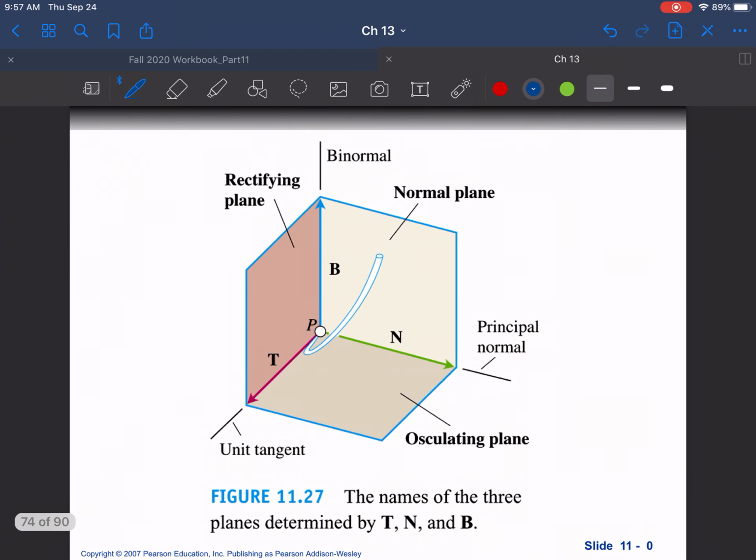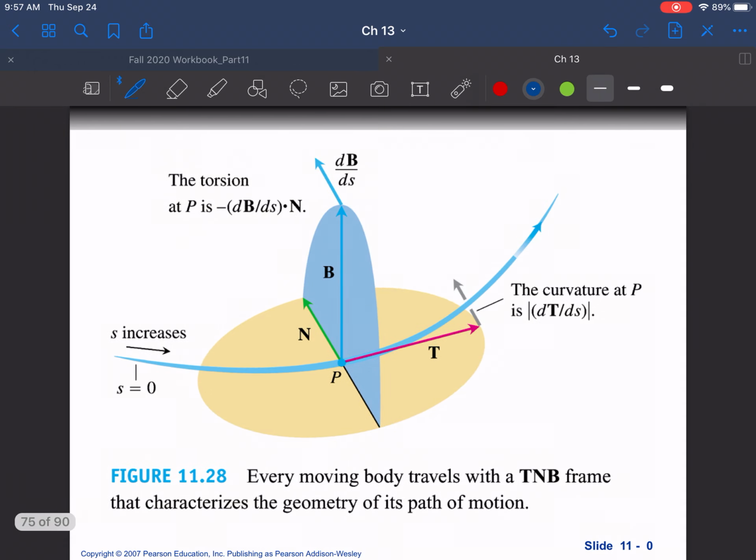Here is a nice little picture that shows you some of the names for the planes and the direction that these things are pointed in: our unit tangent, our principal normal, our binormal. Then we have the normal plane, the rectifying plane, and the osculating plane. It's a good idea to be familiar with those names.